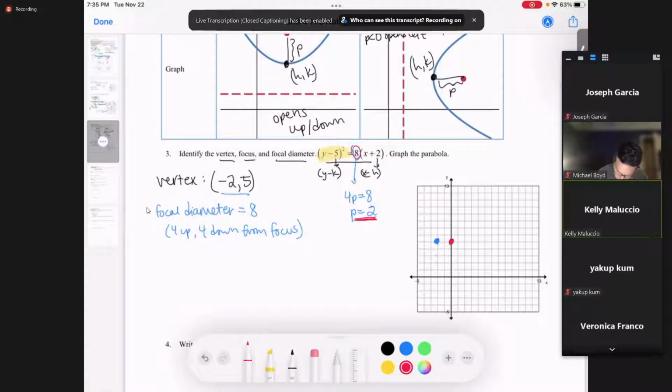And then I move 4 up and 4 down from the focus to get my other points on the parabola. So 1, 2, 3, 4, and 1, 2, 3, 4. And then I can just graph, this is my parabola. Okay, and maybe this actually probably crosses the axis. I don't know why, so something like this.